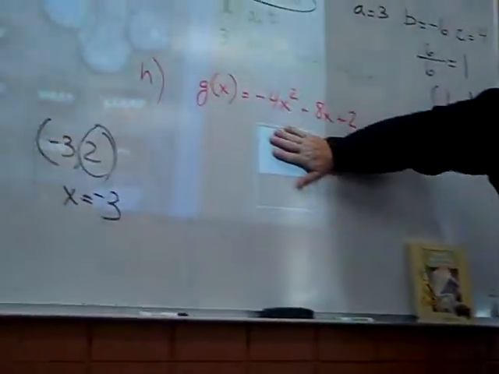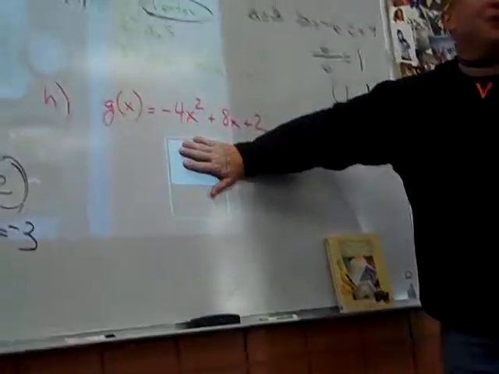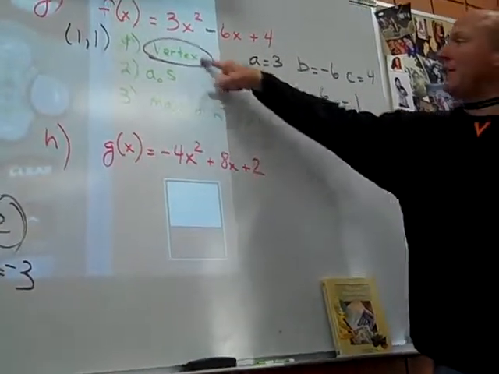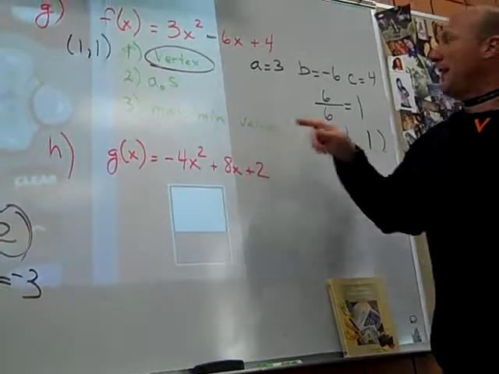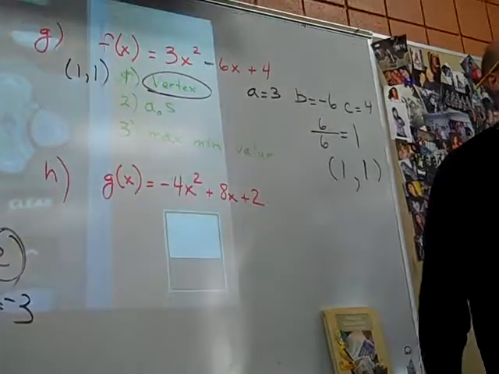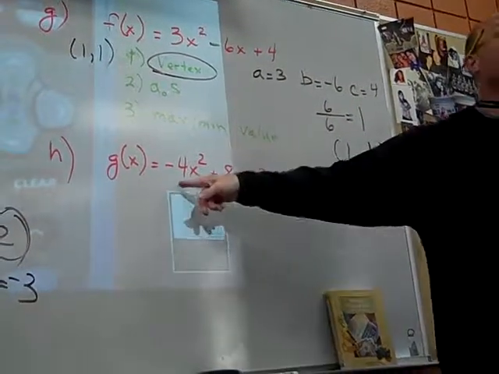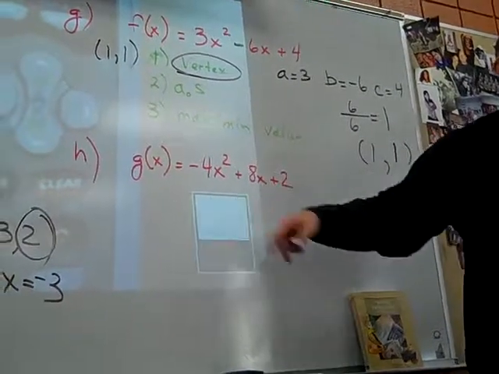Okay? All right, what I would like for you to do. Find me vertex, AOS, max min value, and give me a graph. Ready? Go! Smiling or frowning, first of all? Frowning. Frowning, all right.